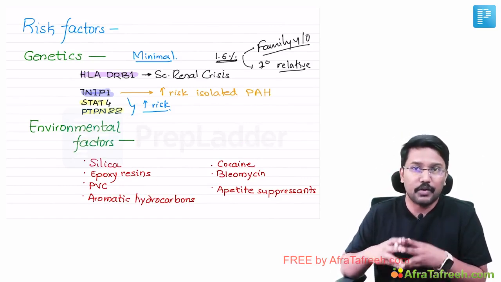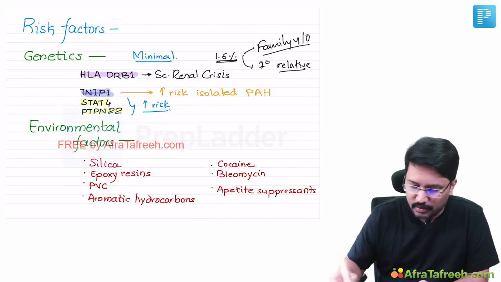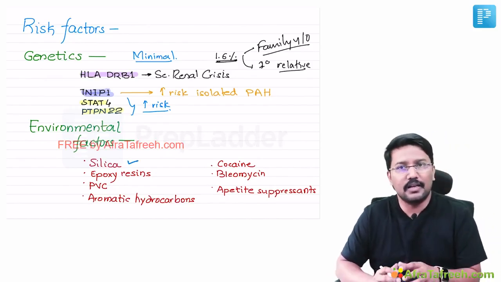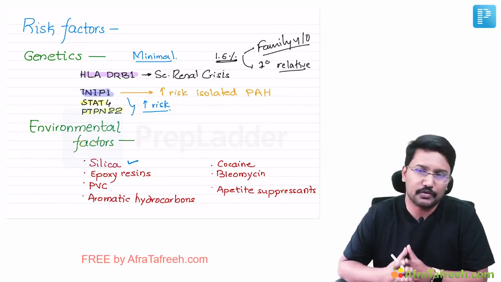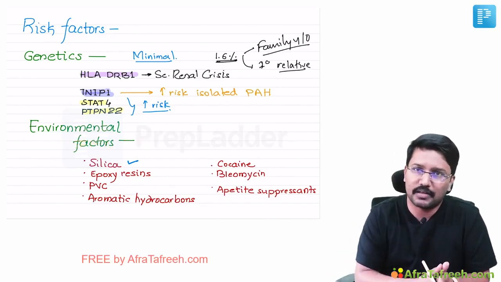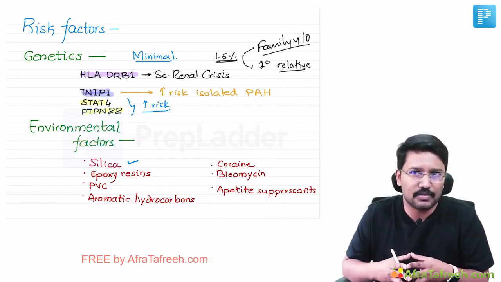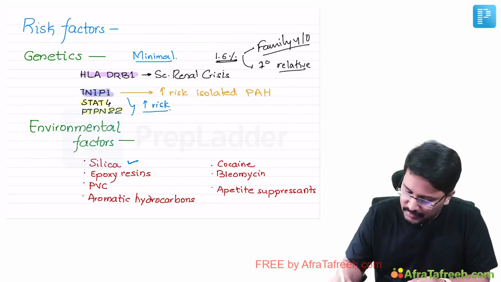Right. Now coming to the environmental factors, we clearly know that they play an important role. So let us dissect them one by one. The first thing you should know is about the role of silica. Silica, being an immunoadjuvant, right, plays an important role in the pathogenesis of various autoimmune disorders, including rheumatoid arthritis, SLE, and it holds good even for systemic sclerosis, right? So silica exposure is considered a risk factor for development of systemic sclerosis.